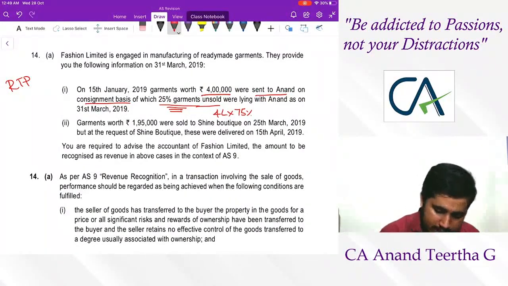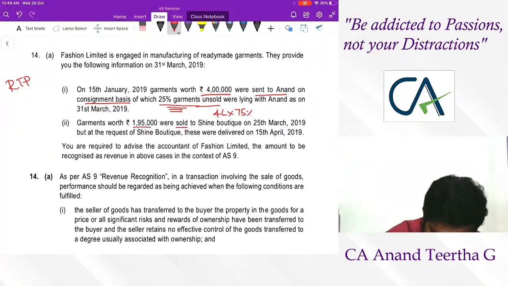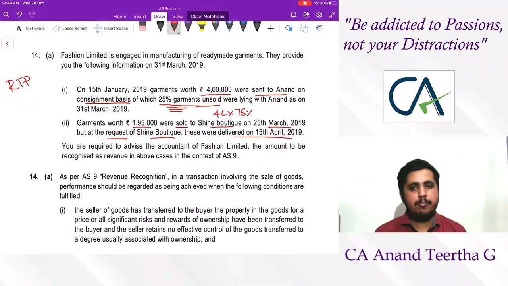Then second one, 1,95,000 is sold to Shine Boutique on 25th March, but at the request of the buyer, these were delivered on 15th April. So what does that mean? I have already made the sale, but the buyer requested me not to deliver it till April. It means what? Possession is with me, but the sale is already done. Okay, why? Because can I take any decision on this particular goods from now on? No. If I have to take any decision, I have to call the buyer and then ask, which means my effective control is gone. It's not there with me, which means what happened? It is a sale.